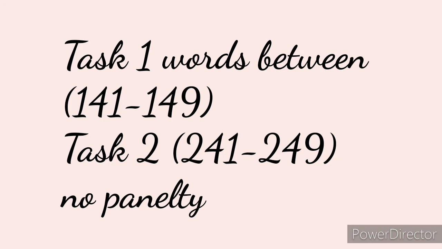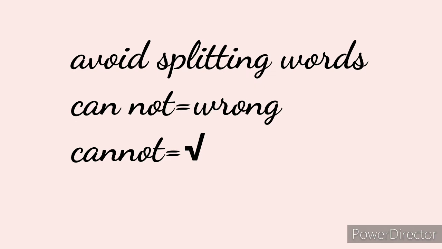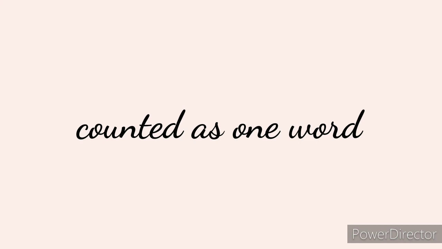Still, I strongly insist students write the required number of words in their response, that is 150 words in task 1 and 250 words in task 2. Now the second tip: some words are normally written as one word, but some candidates write them as two words. For example, sometimes students write can and not separately, but it should be written as cannot, a single word. The same applies to flashlight, which should be written and counted as one word.